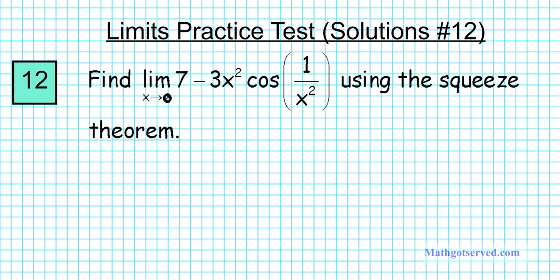All right, let's take a look at question number 12. We have to find the limit as x approaches 0 of (7 minus 3x squared) cosine(1 over x squared) using the squeeze theorem. Okay?